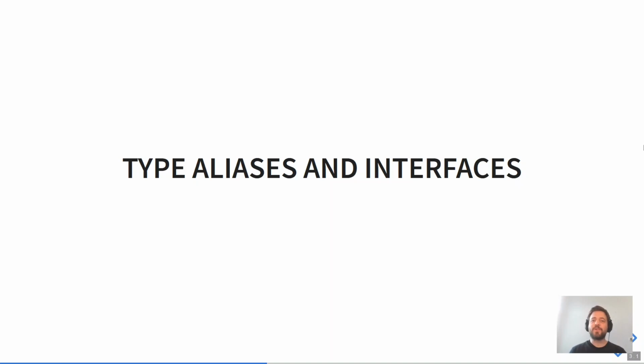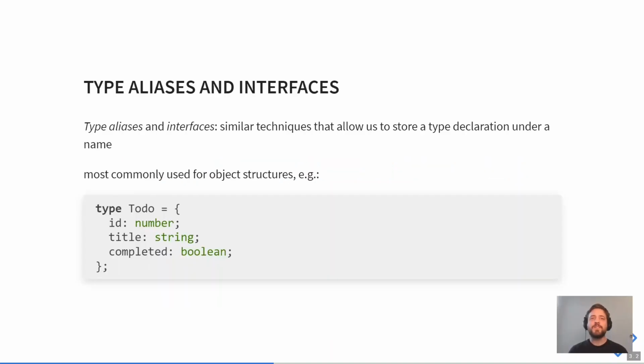Now let's have a look at type aliases and interfaces. Type aliases and interfaces are similar techniques that allow us to store a type declaration under a name. They are most commonly used to describe the structure of objects, as we can see in this example, which describes the structure of a to-do. Note that, just like classes, type aliases and interfaces should be capitalized.